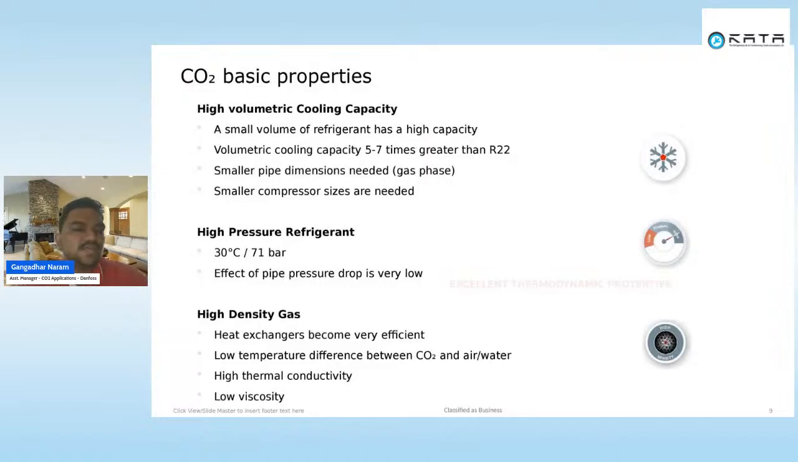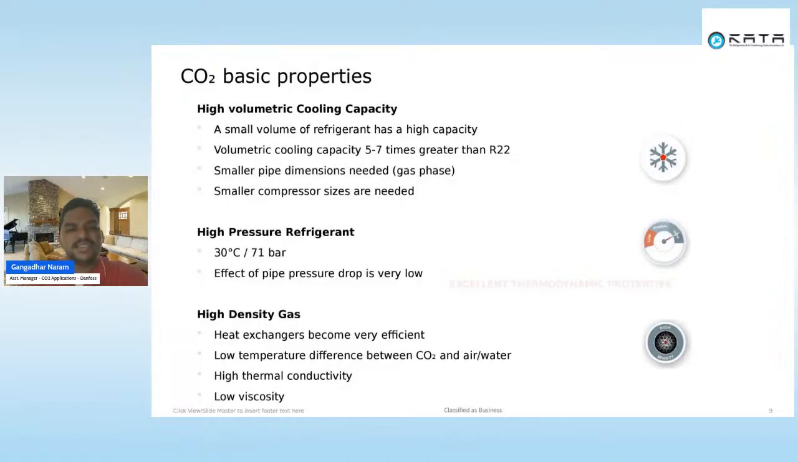In CO2, the volumetric cooling capacities are in general very high, because the suction densities are very, very high compared to all other refrigerants, and the specific volumes are way lower. A small volume of refrigerant has a high capacity, and volumetric capacities are nearly 5 to 7 times greater than R22. This allows a much smaller compressor, with 5 to 7 times lesser footprint for CO2 compared to R22.